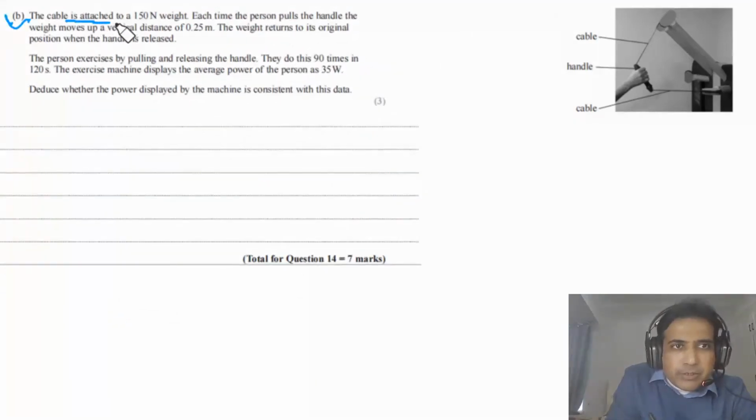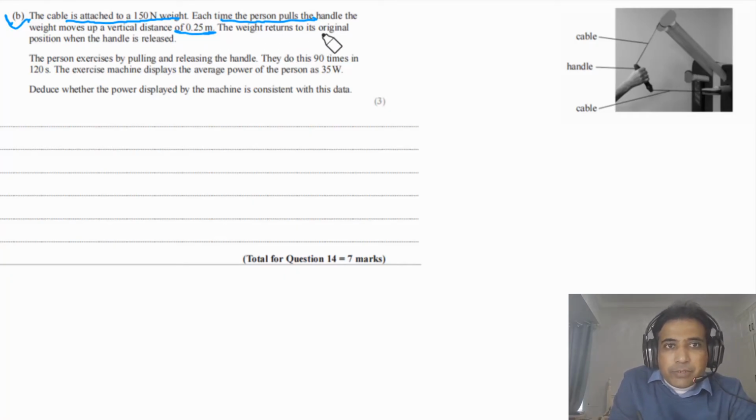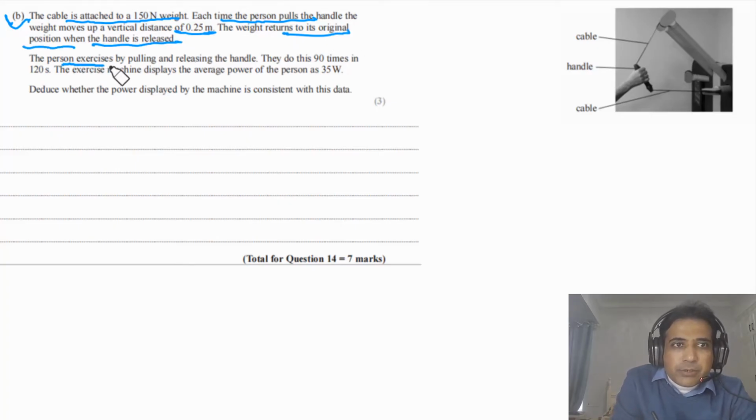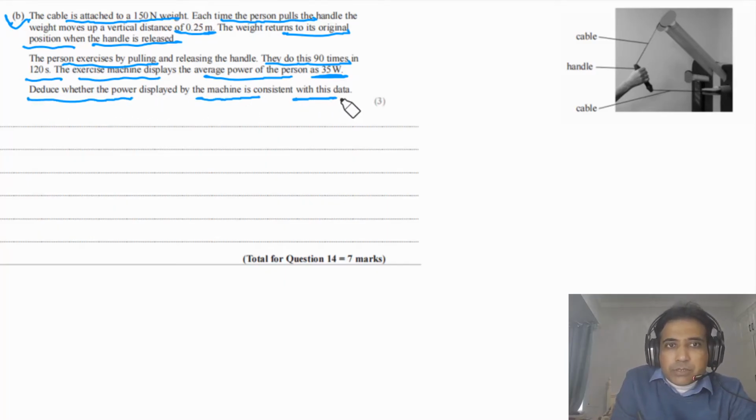Part B says the cable is attached to a 150 newtons weight. Each time the person pulls the handle, the weight moves up a vertical distance of 0.25 meters. The weight returns to its original position when the handle is released. The person exercises by pulling and releasing the handle. They do this 90 times in 120 seconds. The exercise machine displays the average power of the person as 35 watts. Deduce whether the power displayed by the machine is consistent with this data. So the data in this case is given to us.